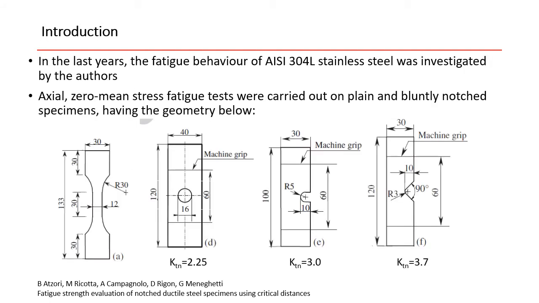In the last year, we have carried out several fatigue tests of AISI 304 low carbon stainless steel by imposing axial zero mean stress fatigue tests on plain and bluntly notched specimens, having the geometry shown below, where you can see here a specimen having a central hole with 8 mm radius, and then a U-notch having notch radius equal to 5 mm and a 90 degree V-notch with notch radius equal to 3 mm.